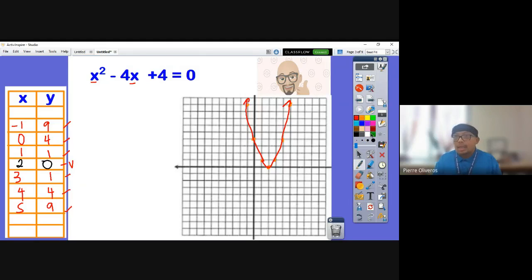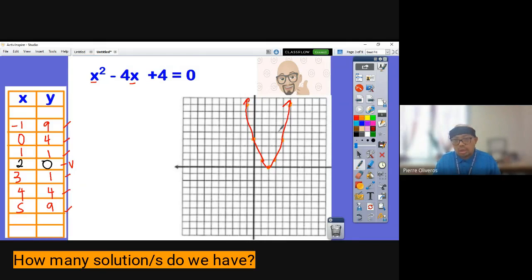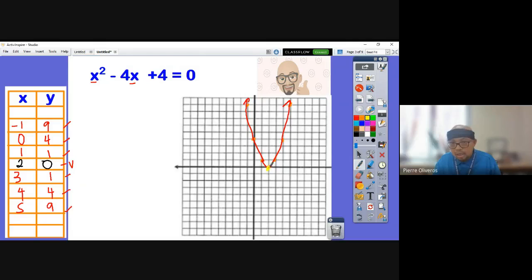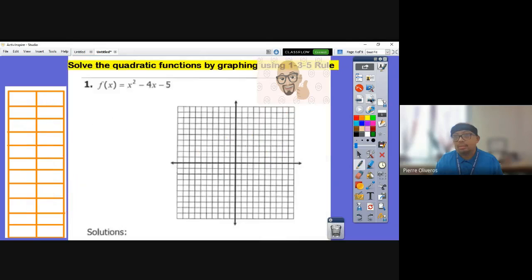There you go. Here's the question: did the graph of the parabola intersect the x-axis? Yes. Where? It intersected at this yellow point, which so happened to be our vertex. So therefore, our solution here is x equals 2. That is our solution, because that's where the parabola intersects our x-axis.